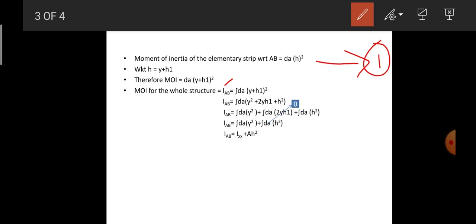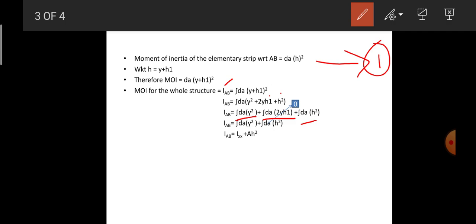After this step, if I expand the equation (y plus h1) square, I will get y square plus 2 y h1 plus h1 square. If I take out the values separately, it will be integration of dA into y square, integration of dA into 2 y h1, and integration of dA into h1 square.